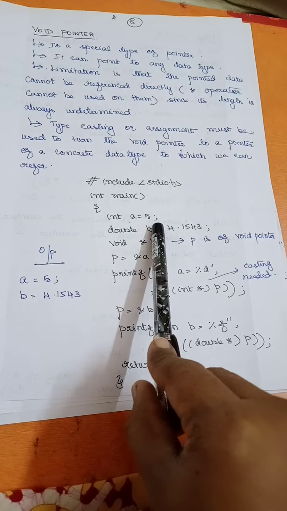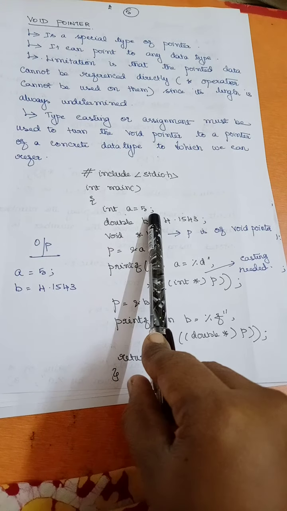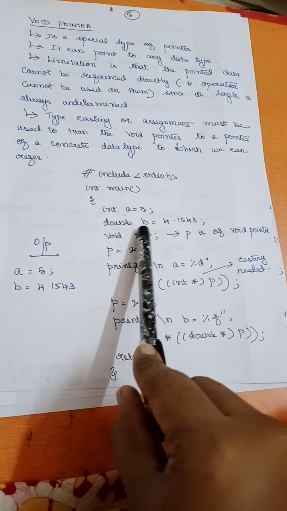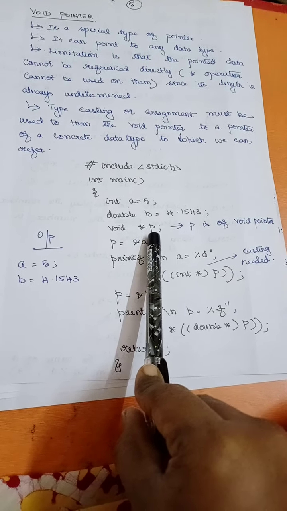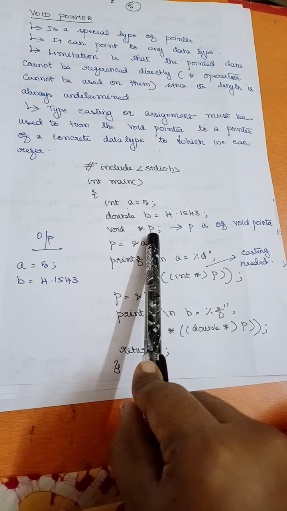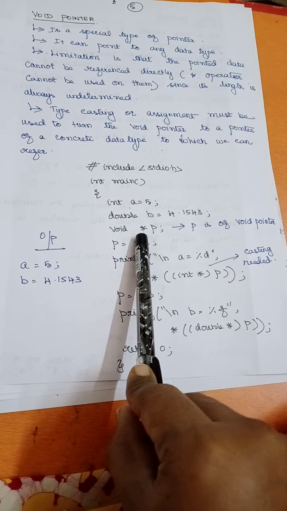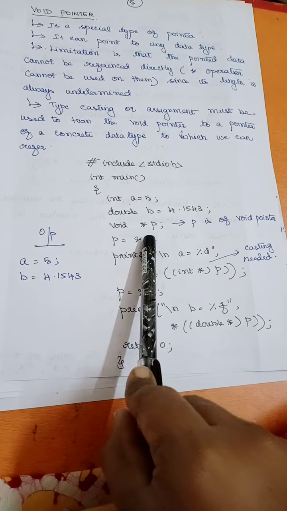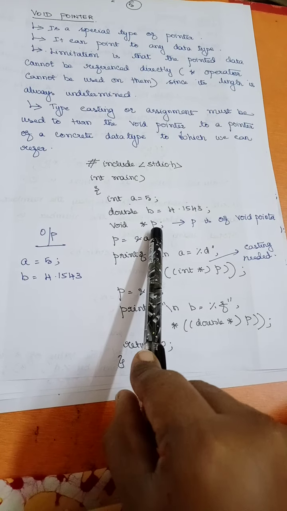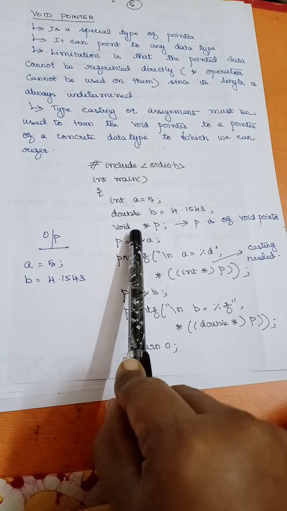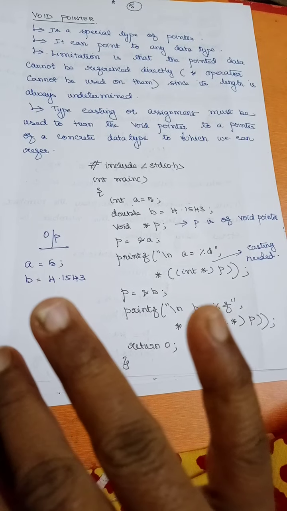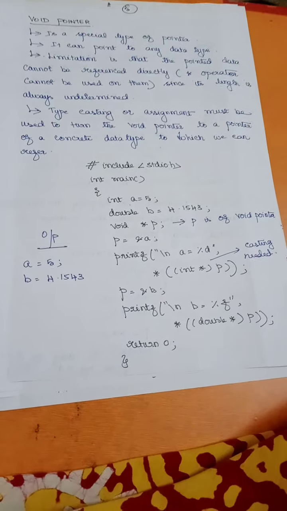int a equal to 5. I have declared an integer variable. I have declared a double variable here. void *p. So what is this *p? *p refers to the pointer variable. It is not an ordinary variable. But here I have not specified the type. Here I have given the type to be void. That means it is not pointing to any specific data type now.